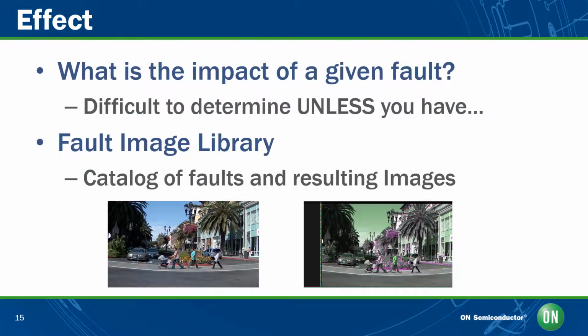A final consideration is the actual effect of a given fault. The exact effect of a given fault, for example a color shift, is very dependent on the specific implementation of image processing and object recognition algorithms. The only way to exactly determine the effect of a given fault is to have a faulted image processed by the algorithms and to analyze the results. This of course implies that there is a library of images for each fault.